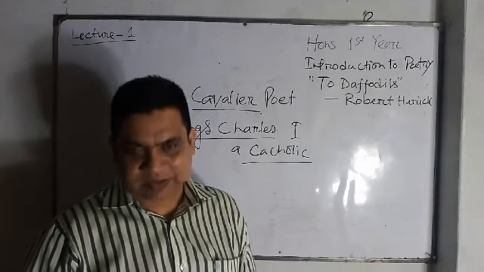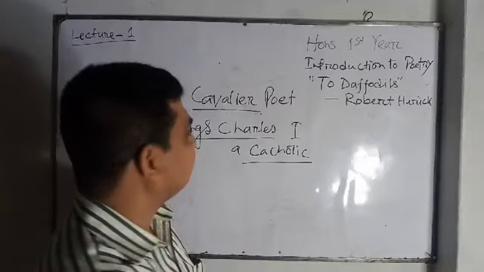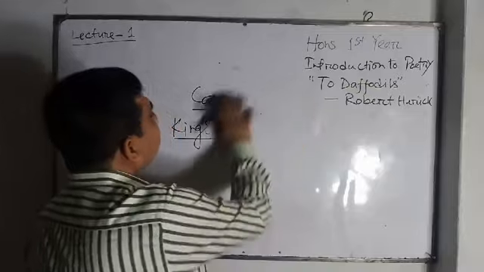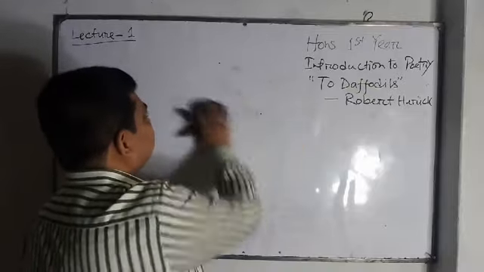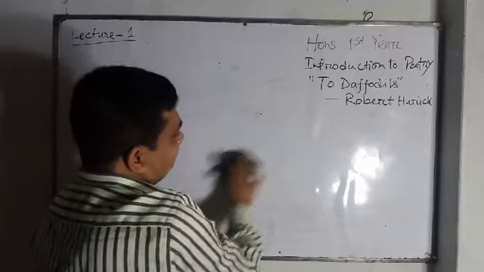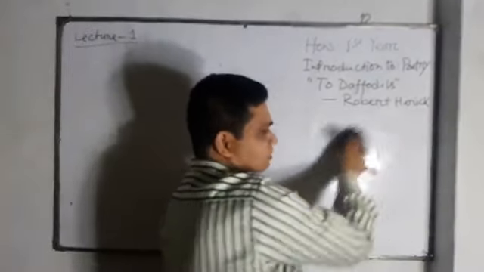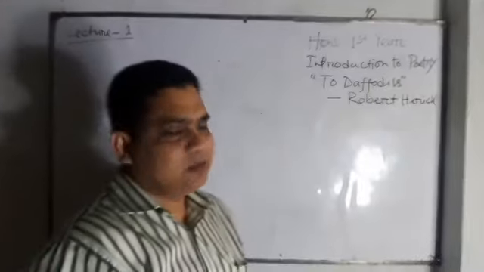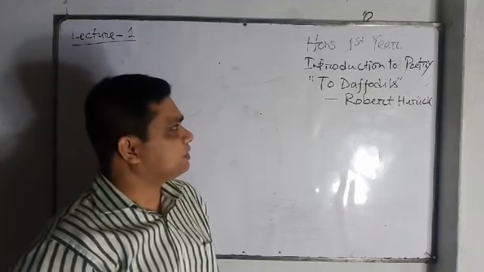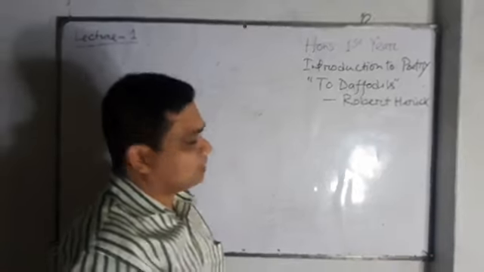So let us now talk about the poem To Daffodils. What does it mean? As the title indicates, daffodils are little flowers, sometimes white, sometimes yellowish. These flowers are found growing in England, in Australia, and in some other countries. They are very beautiful to look at.